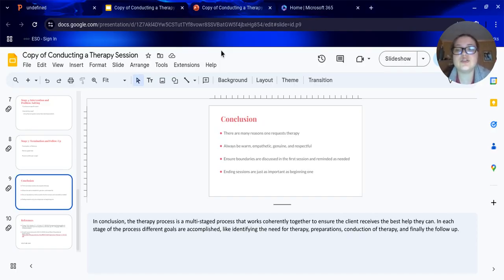Conclusion. In conclusion, the therapy process is a multi-stage process that works together to ensure that the client receives the best help that they can. In each stage of the process, different goals are accomplished, like identifying the need for therapy, preparations, conduction of therapy, and then finally the follow-up.